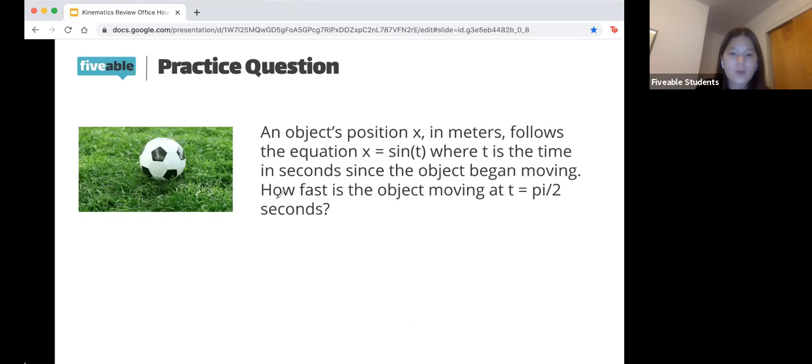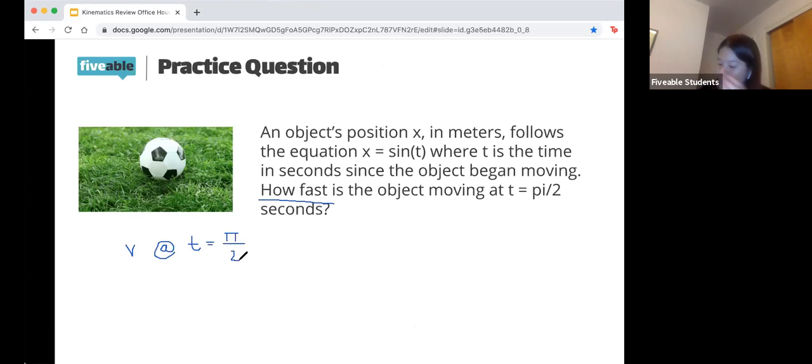The question, so how fast? What is it actually asking? What variable are we looking for? How fast? That's velocity. So we're looking for v. At t, so v at t equals pi over 2.